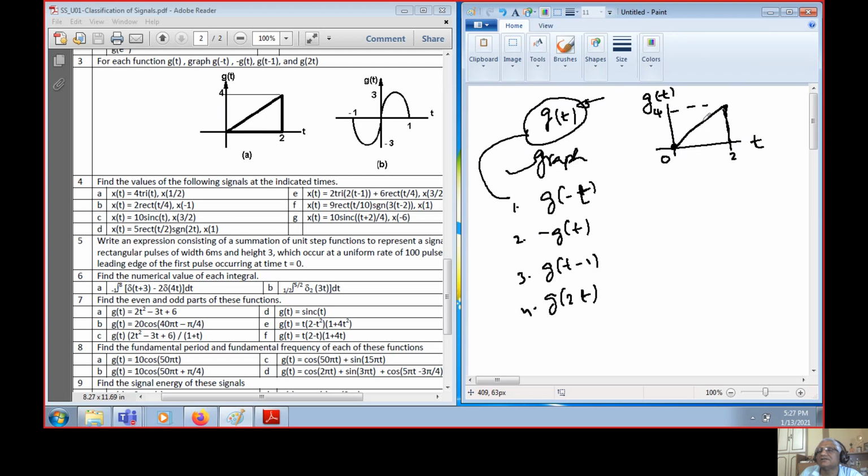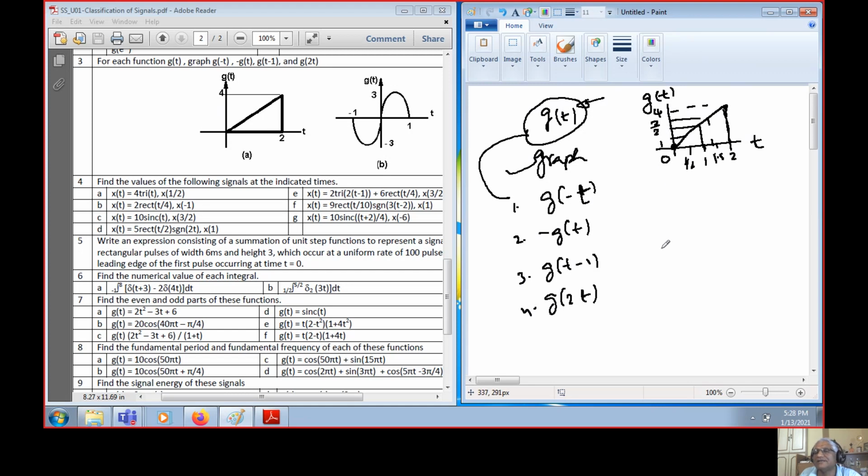Because it's a linear function, you can very easily tell that at t equal to 1, it should have a value of 2. And at t equal to 0.5, that is half, it should have a value of 1. At t equal to 1.5, it should have a value of 3. So like this, the graph is given. You don't have to plot all these things.